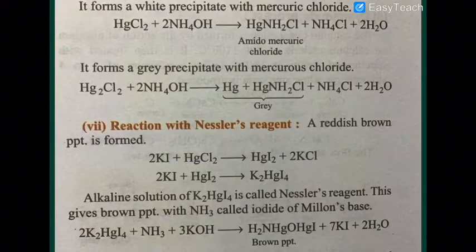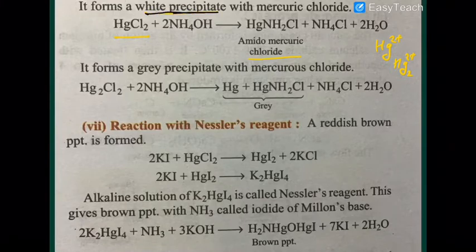Now, everyone knows that mercury exists in two states. One is the +2 state, the other is mercurous, that is Hg+1. So mercuric chloride will give you amido mercury chloride, which is a white color PPT. When mercuric chloride reacts with excess of ammonia, it will give you amido mercury chloride, a white precipitate.